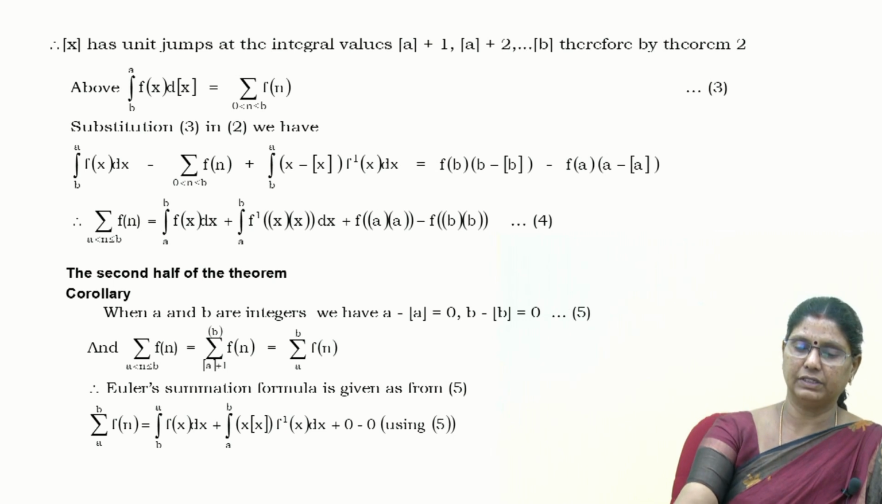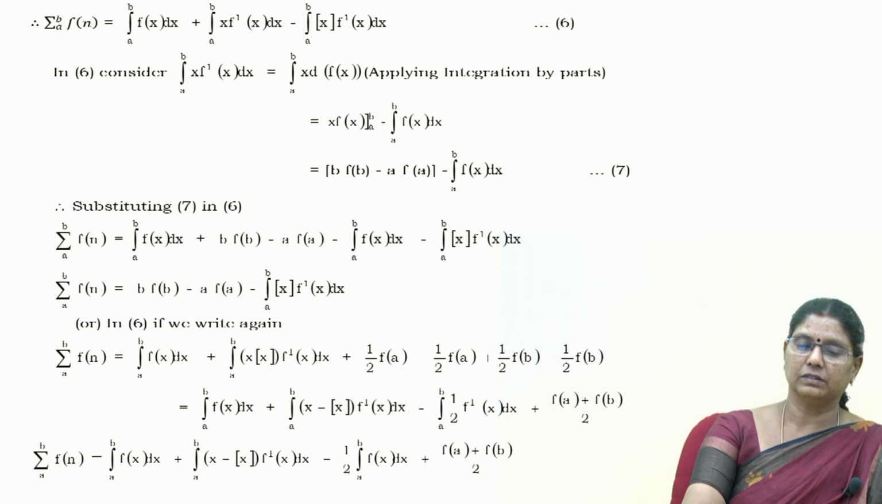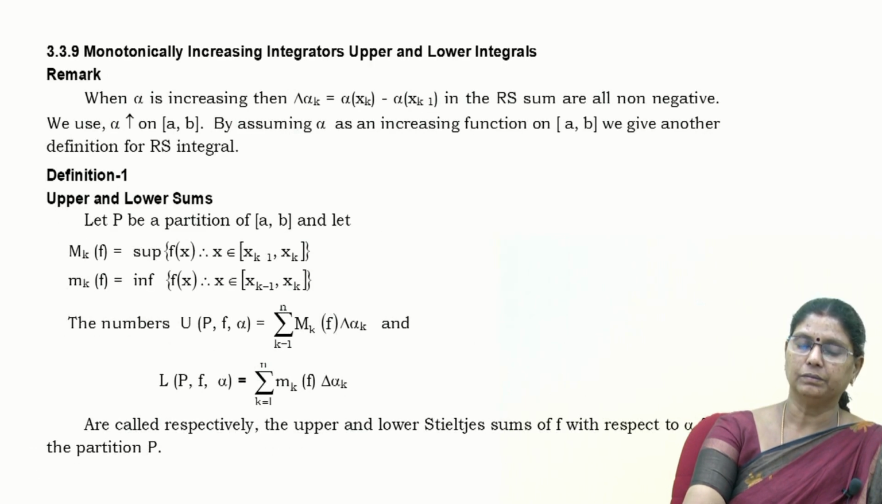And the second half of the theorem is given as a corollary, and the proof is given. So, next is the section on upper and lower sums of the given partition. Already, alpha is increasing on the given interval.